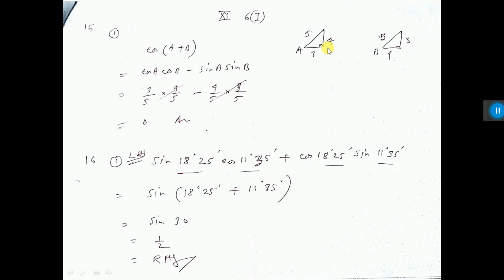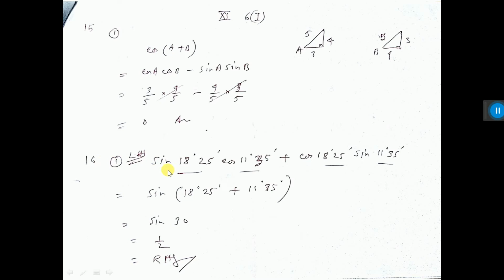Now, cos A value is base by hypotenuse and cos B value here is base by hypotenuse, that value you put here. Sin A is perpendicular by hypotenuse, sin B perpendicular by hypotenuse. So sin A from here, sin B from here. Put the value, see it will cut and will be 0.